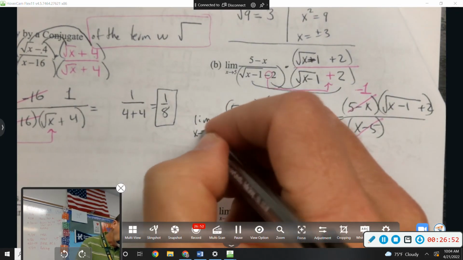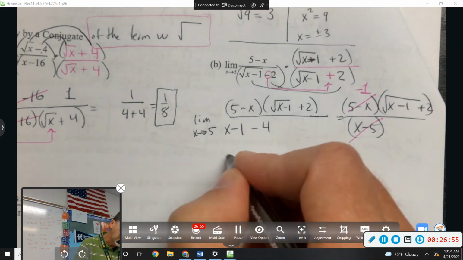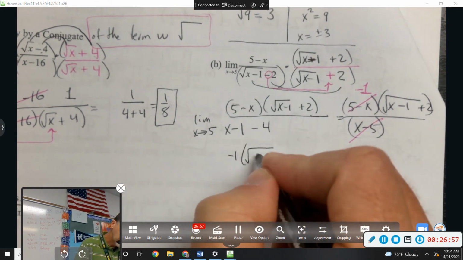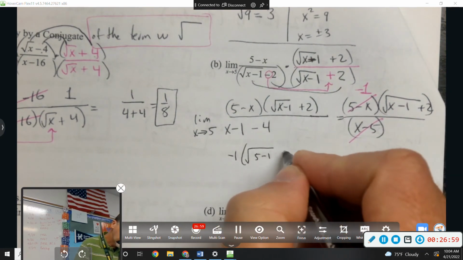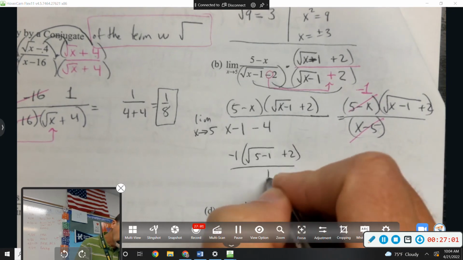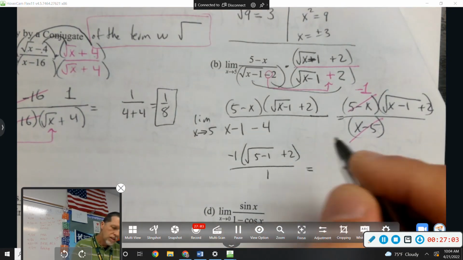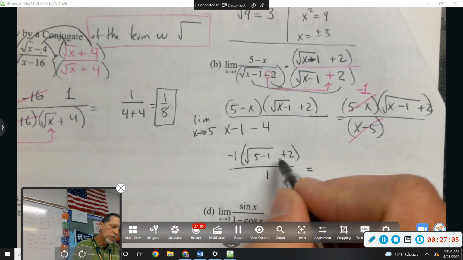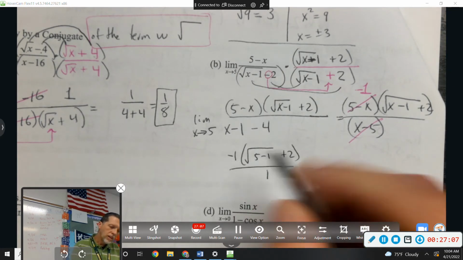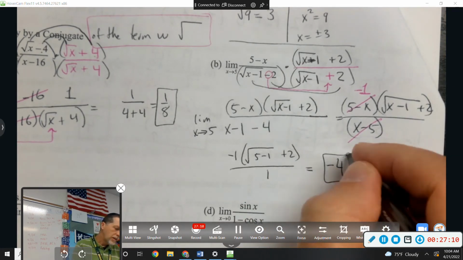All right, now let's try plugging in 5 again. Let's see, square root of 4 is 2. 2 plus 2 is 4. Stick the negative on there. Negative 4.